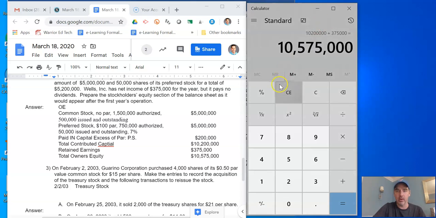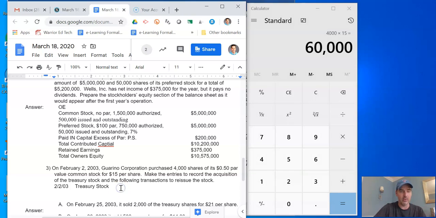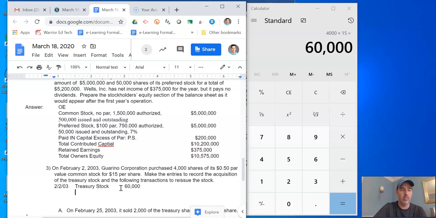I'm going to go over to the calculator. You're going to take that 4,000 and multiply how much they're buying it back at. So 4,000 times 15 gives you $60,000. So the treasury stock account is going up, which is a contra equity account. Thereby, the overall equity is going down on that repurchase. And so you just have to remember that they repurchase it back at 15.